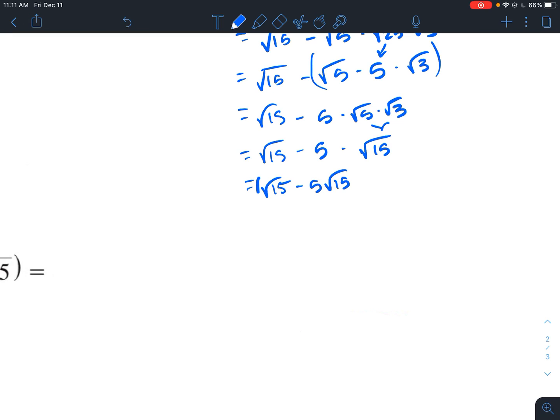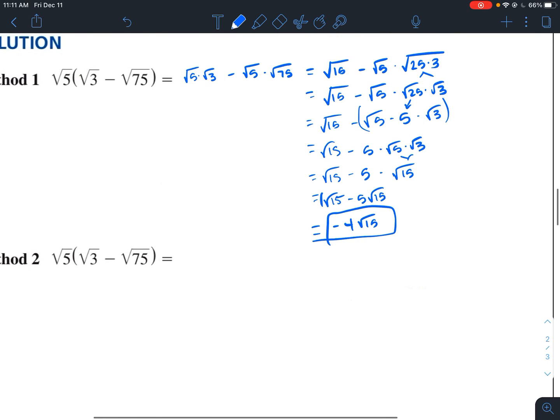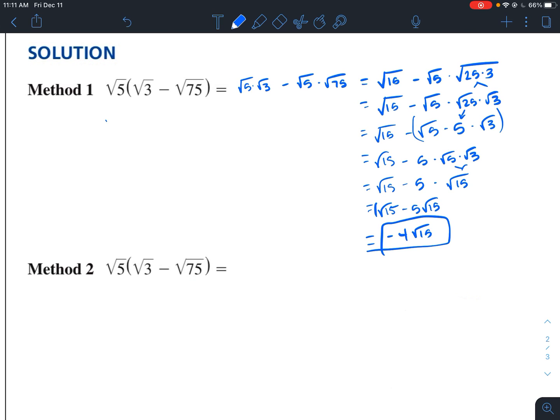So here I have 1 square root of 15 minus 5 square root of 15s. These are like radicals, so I can combine their coefficients, so 1 minus 5 would be negative 4 square root of 15. Okay, so this was a method of distributing first.